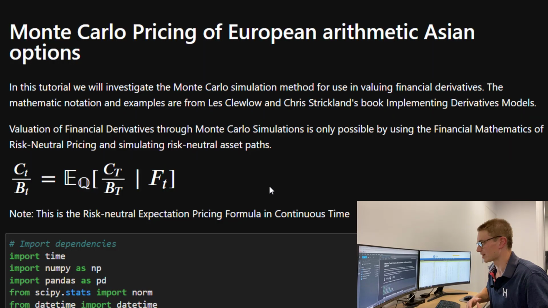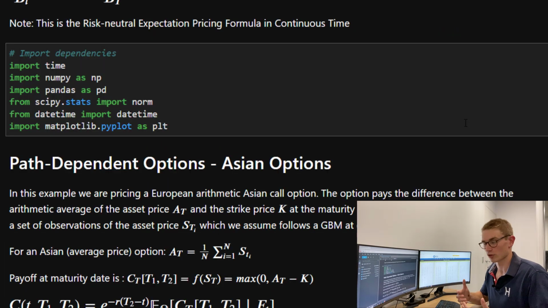Again, we're using this risk-neutral pricing framework to be able to simulate risk-neutral asset paths in our Monte Carlo simulation so that we can get a fair price for our Asian option. So let's import the dependencies. Here we've got time, numpy, pandas, scipy, datetime, and matplotlib.